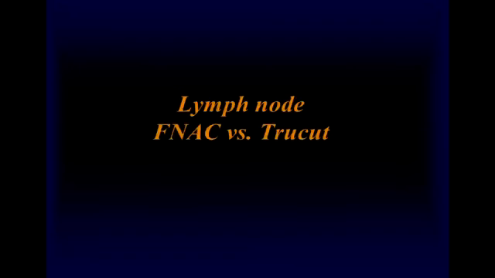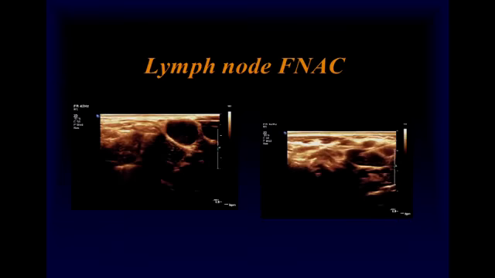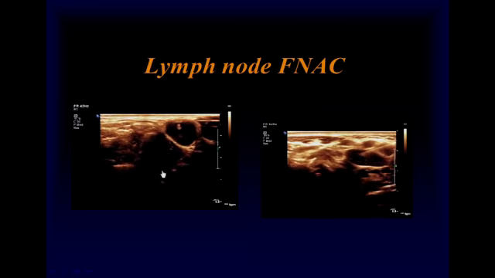When we do sampling from a lymph node, we have an option of FNA or a trucut. So here's a small lymph node in the cervical area where we're doing a fine needle aspiration cytology, and these are two different nodes. Here we are using in-plane technique where we are seeing the entire needle, and here we are going out of plane where we are seeing only the tip of the needle.